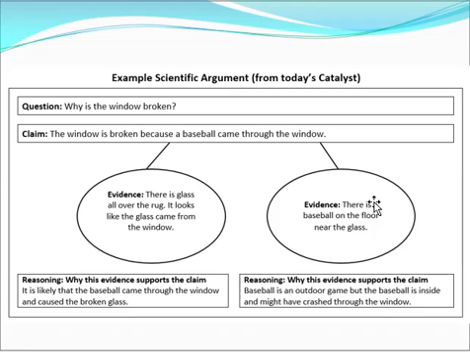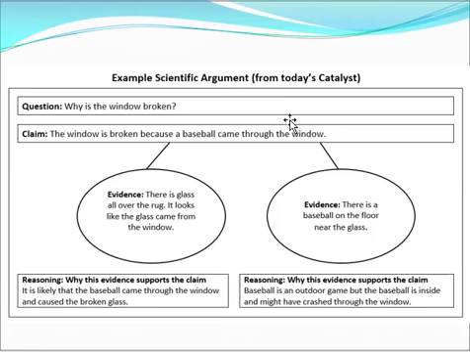So the reasoning here would support this piece of evidence, and again, the reasoning here would support this piece of evidence. For this part one of today's lesson, I would like you to choose one piece of evidence that you used to support your claim in the Catalyst and put it in the discussion box below, and then just write why that evidence supports the claim.